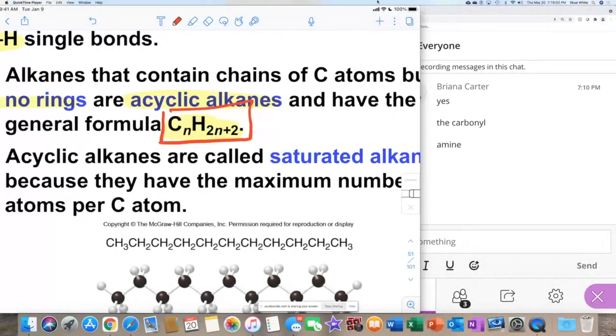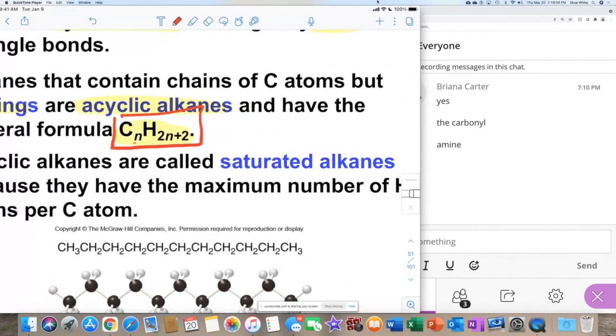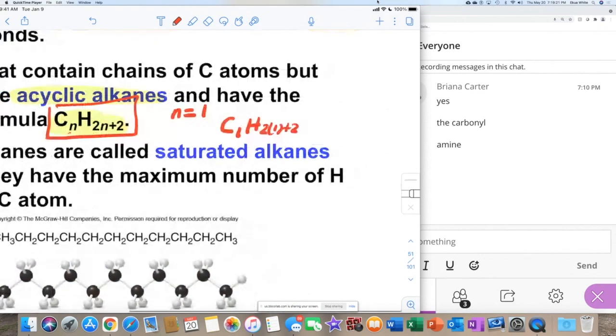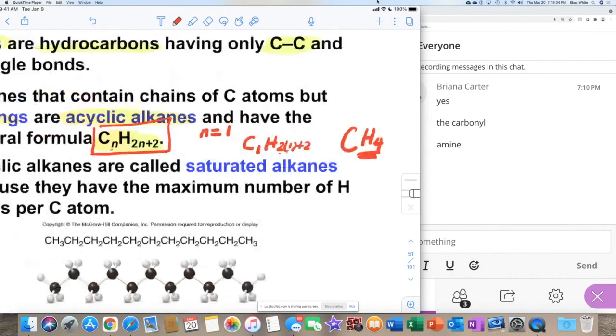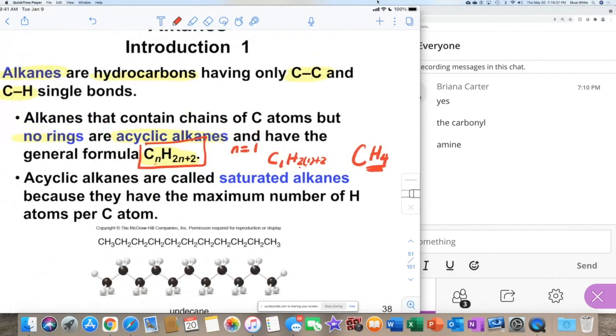So say, for example, I'm trying to write a formula where there's only one carbon, okay? I'm trying to write an alkane formula with one carbon. That means n must equal 1. For that, I'll say C1H 2 times 1 plus 2. So this ends up being C. In chemistry, the sub 1 is assumed, so you don't write it down. And then this is H. And then 2 times 1 is 2 plus 2, 4. So CH4 is essentially the simplest alkane we have. And this is called methane.